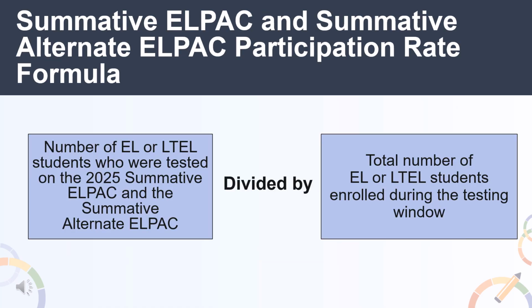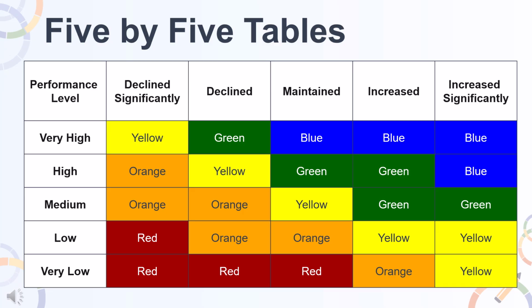The LPAC participation rate formula is as follows. The number of EL students tested on the summative LPAC and the summative alternate LPAC, divided by the total number of EL students enrolled during the testing window, equals the LPAC participation rate. Now I'll provide details on how performance colors are determined using a 5x5 table.